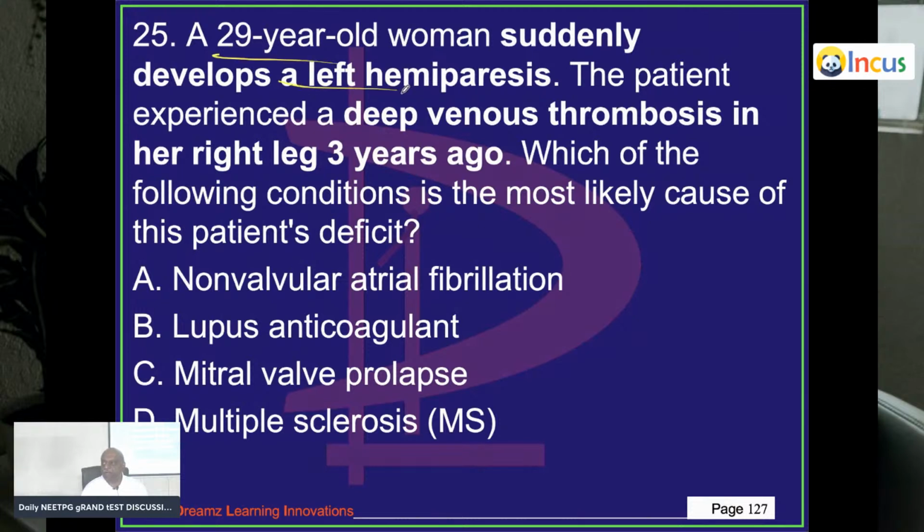29-year-old suddenly develops left hemiparesis, with DVT in her right leg 3 years ago. What condition most likely can cause this? Lupus anticoagulant.